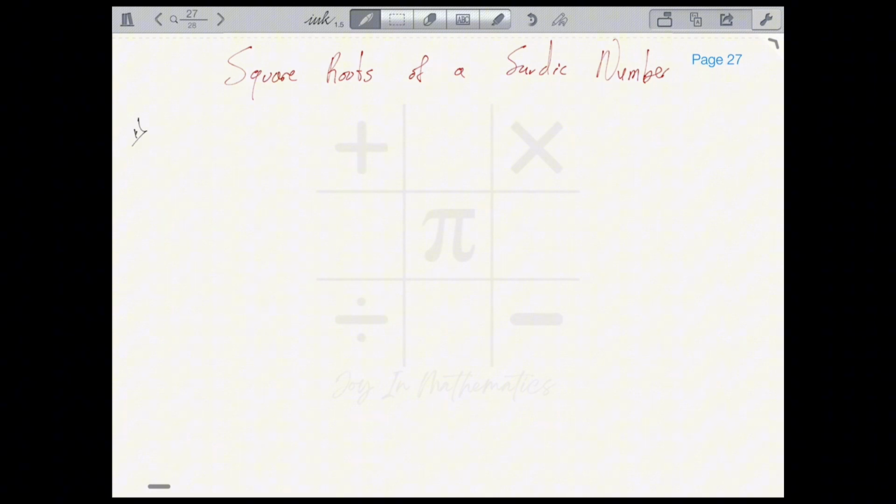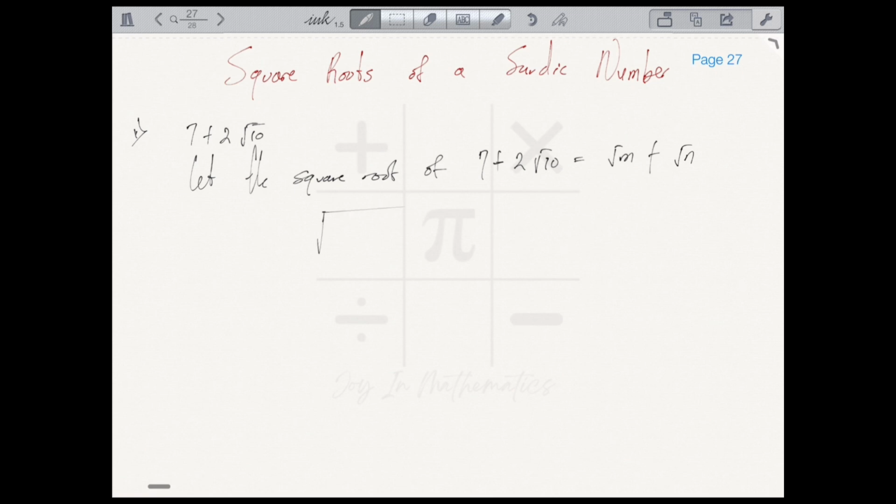Now, if you are given 7 plus 2 root 10, and we are asked to evaluate the square root of this value, the first thing we do is we say let the square root of 7 plus 2 root 10 be equal to root m plus root n. Now this is plus and this is plus. If this one is negative, definitely the square root will have negative. However, we are dealing with plus and this should be plus also.